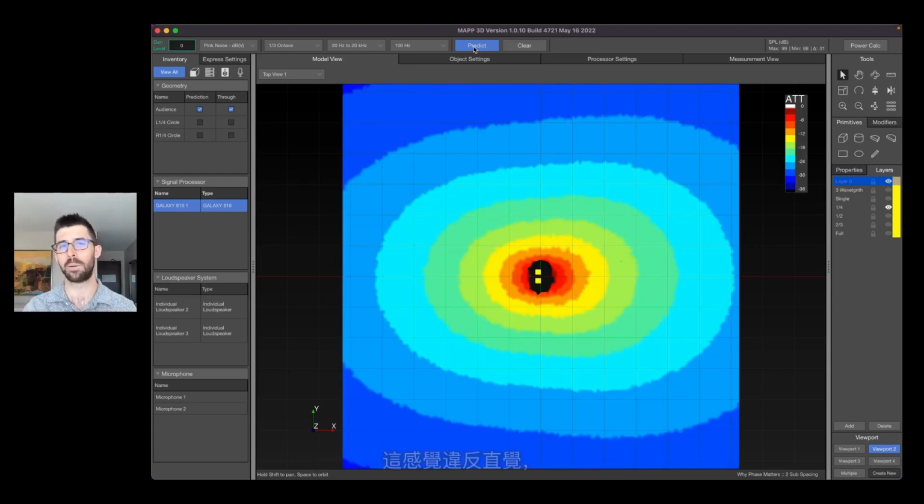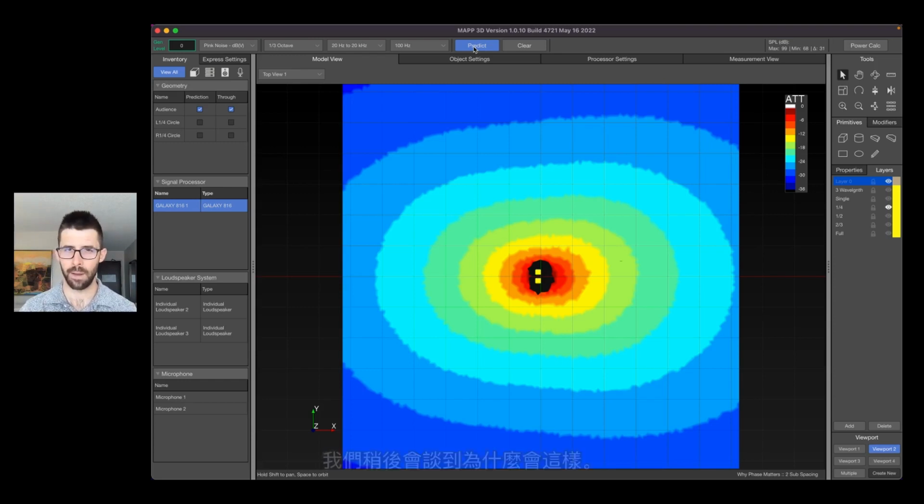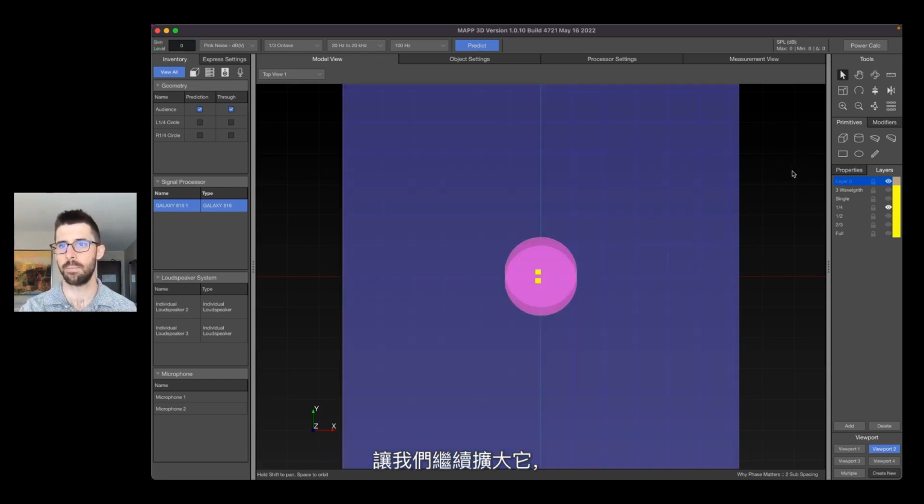It feels counterintuitive, but the more we pull elements apart, up to a half wavelength, we're going to start to narrow the pattern. And we'll talk a little bit later about why that is. So let's keep widening it out. How about a half wavelength? Hit predict.